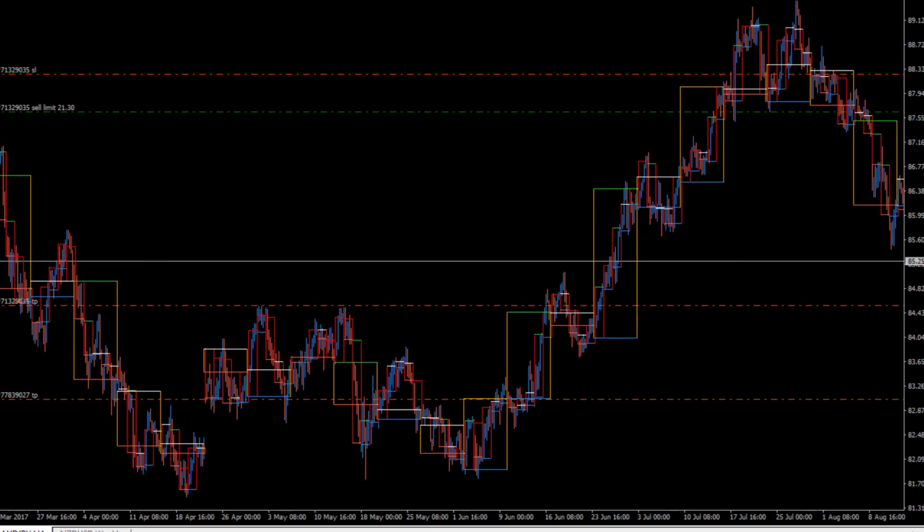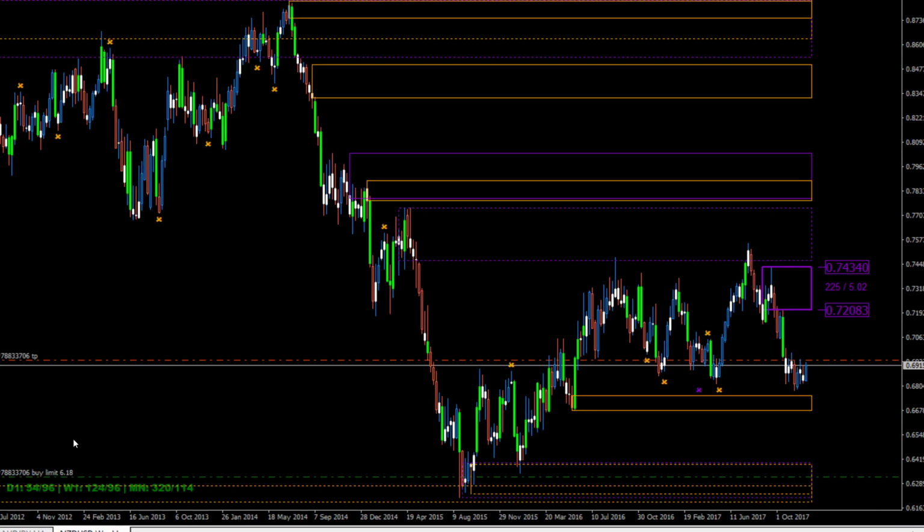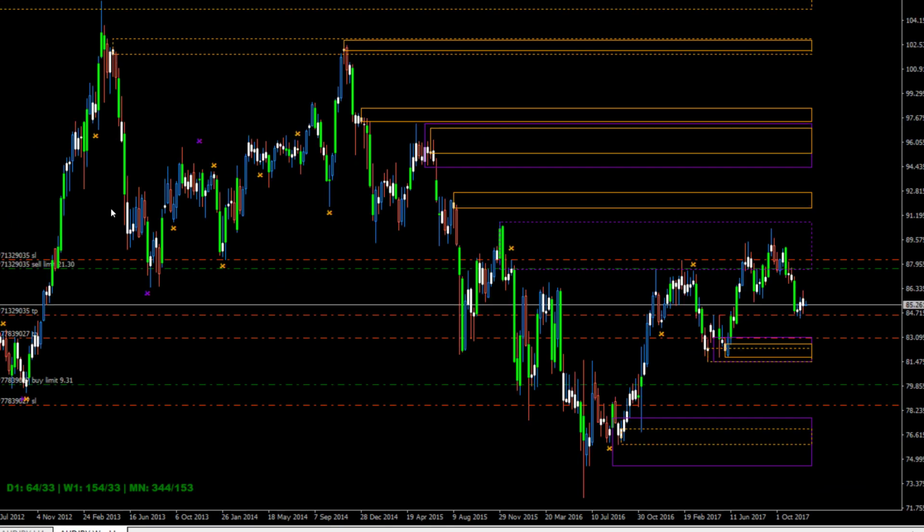Yeah, and there, you know what? There's a pretty nice one right there. I like this. Right there. What level's that? That's at the 84.50 area. Let's look at it here. 84.50.